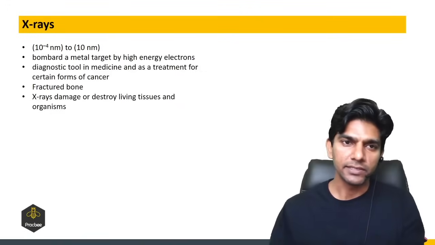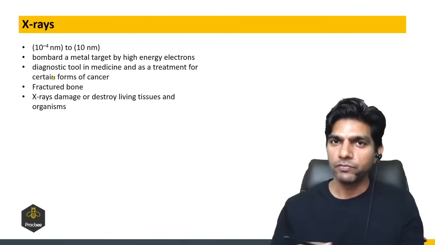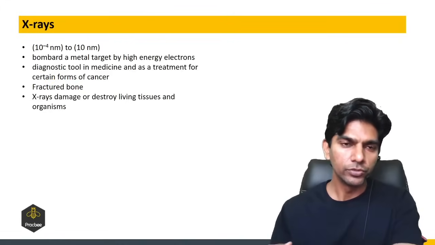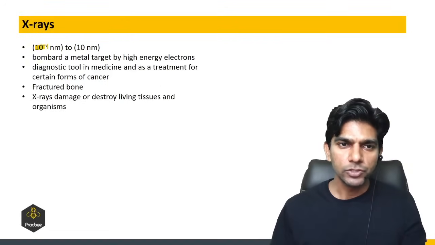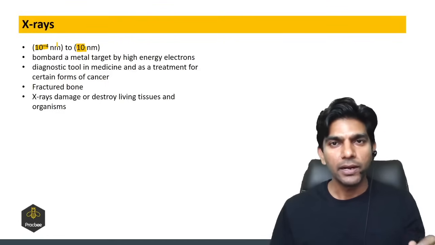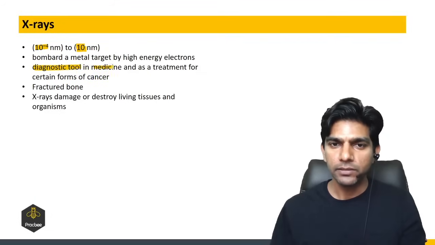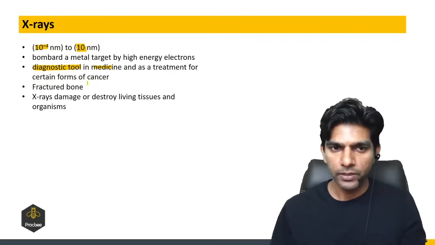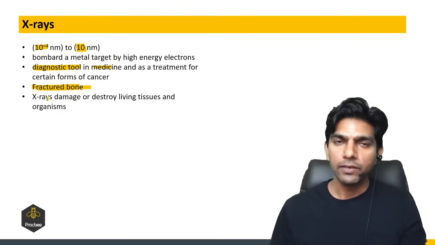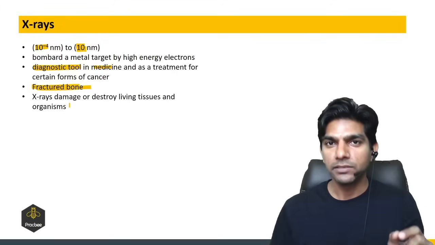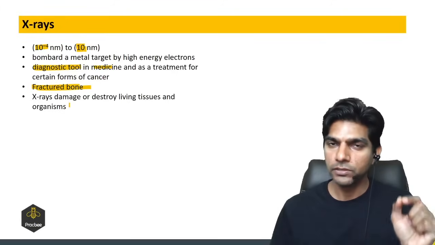Now let us see what X-rays are. And again, it is very common. Whenever we have a fracture, we take the X-ray of that particular fractured part and we can see the fractured bone. So the range for X-rays is 10 raised to minus 4 nanometer to 10 nanometer. And it is produced if we bombard high speed electrons on a metal target, and it is used as a diagnostic tool in medicine and as a treatment for certain forms of cancer. And with the help of X-rays we can damage or destroy living tissues and organisms. So it is recommended to avoid exposure to X-rays because these are harmful, and always undergo an X-ray scan only if it is required.